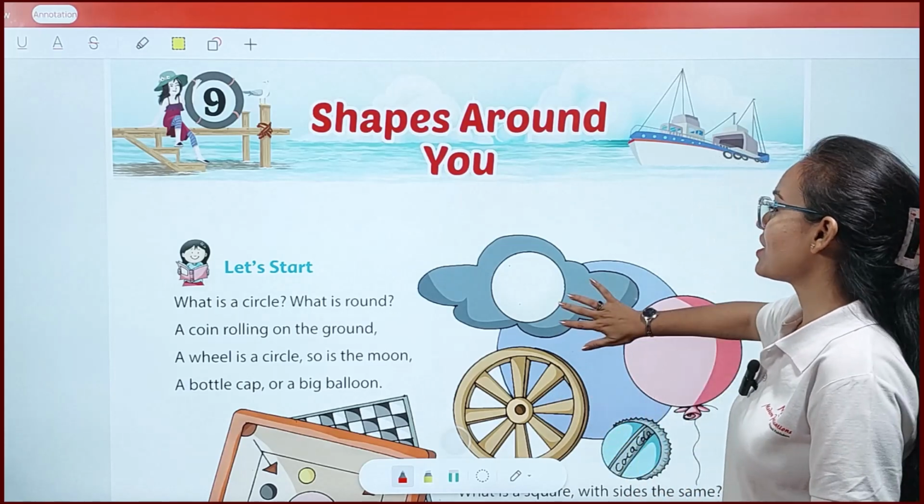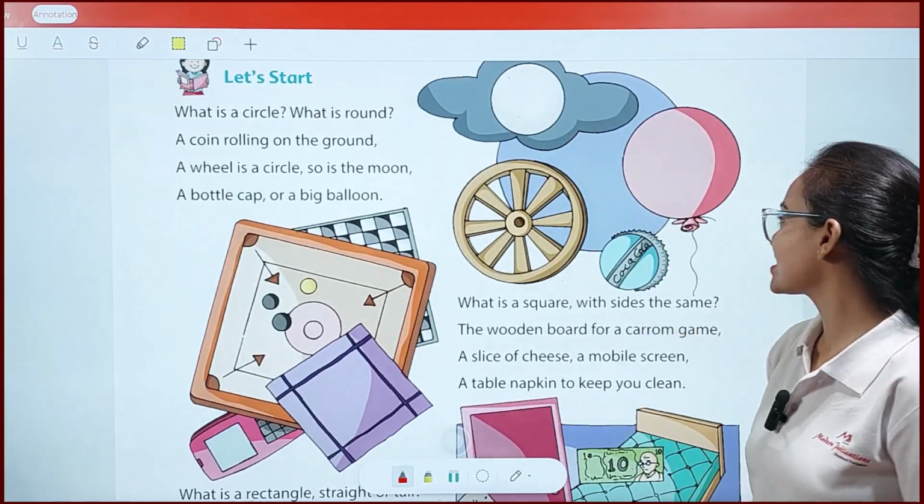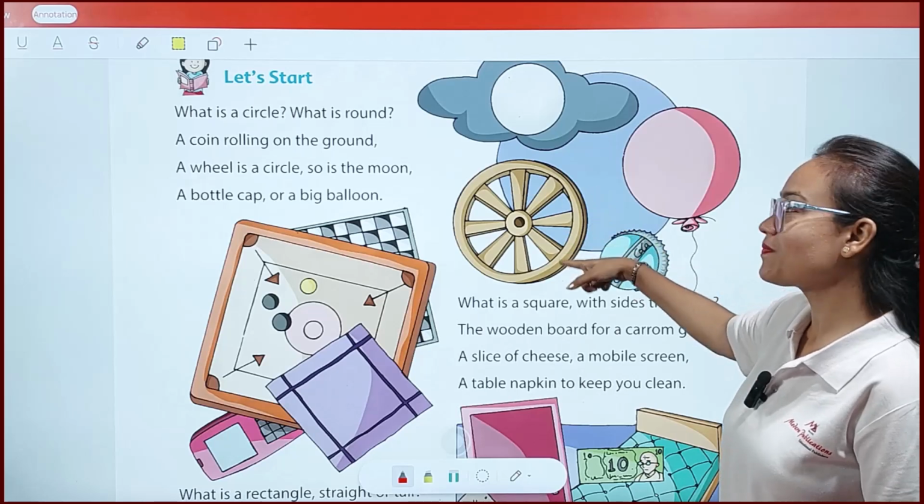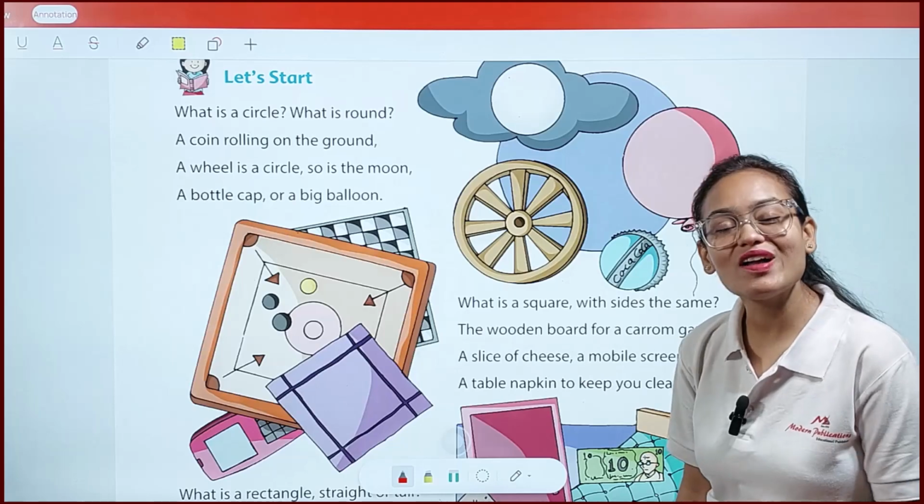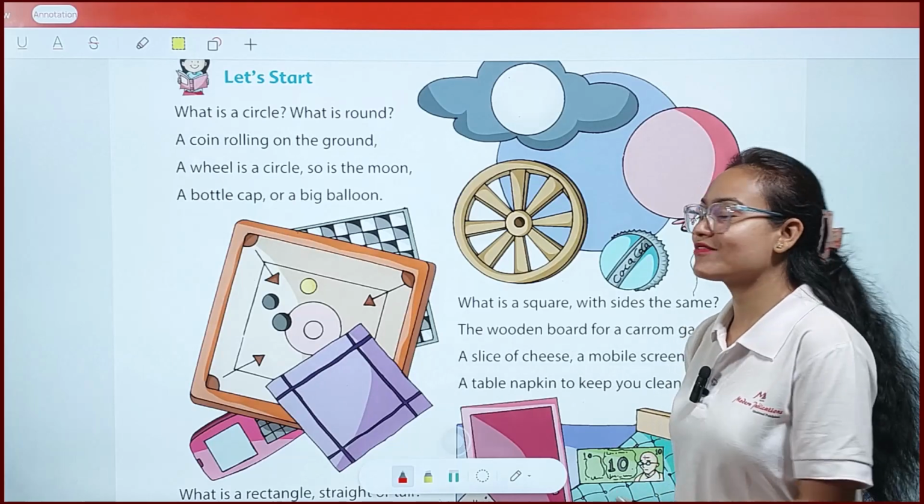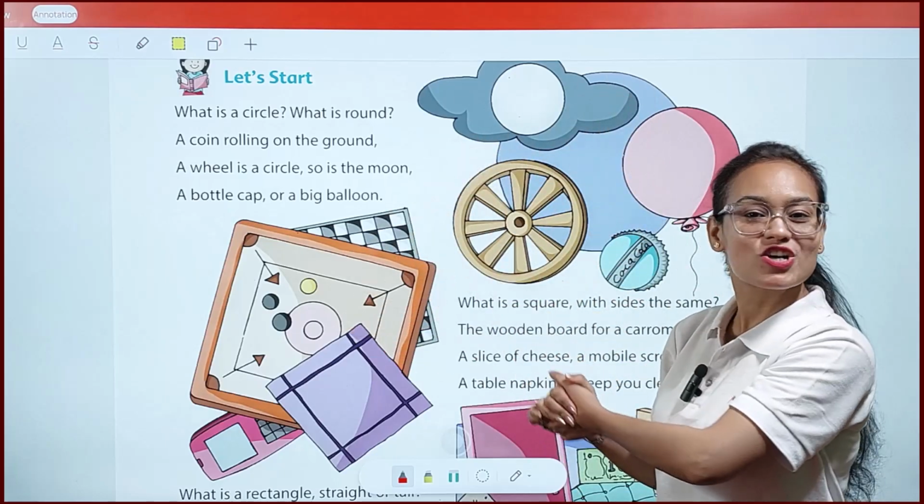So, my dear students, what can you see here? Coins, wheels, balloons, and moon. All of them have the shape of a circle. So all these things are examples of circle.